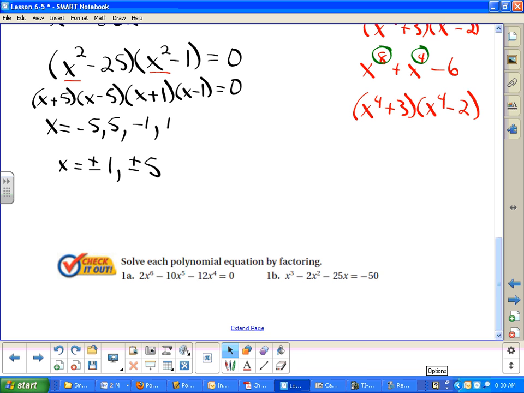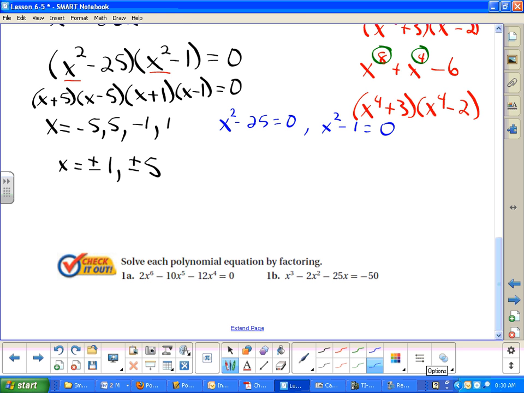Now, the other thing you could have done is say that x squared minus 25 equals 0, or x squared minus 1 equals 0. And I want to go through this because there might be some problems where you can't factor those. Okay, x squared minus 25 might be a 7 there, for instance. If you get to those situations, then we're not going to be able to factor it, so we're actually going to have to solve. So now I'll add 25, so that means that x squared equals 25, or x squared equals 1. And then what do I do? We take the square root.